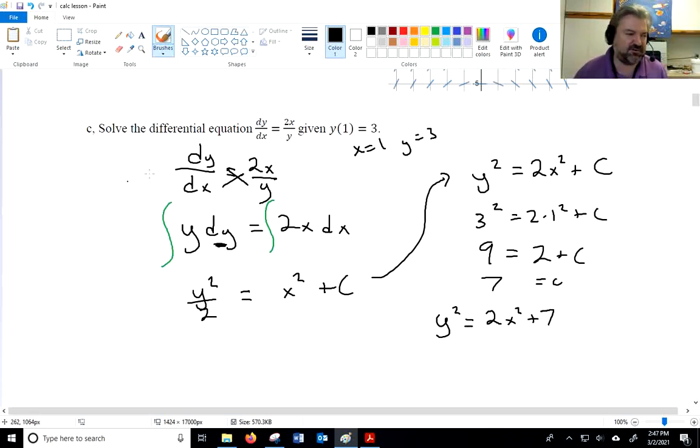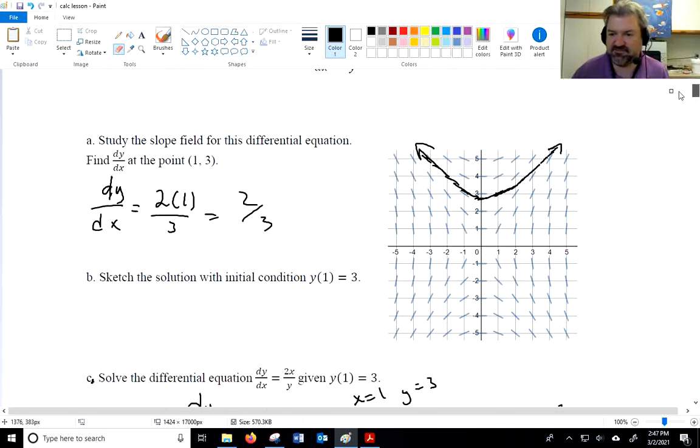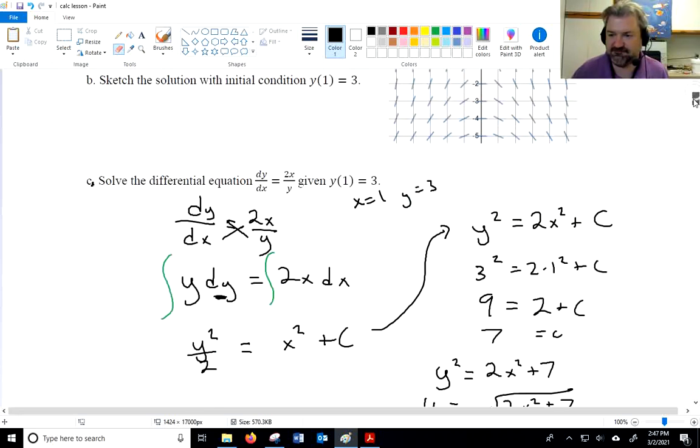Now, it doesn't say it very clearly in the instructions, but we're solving for a function that solves this. So we're actually going to take the square root of both sides. And that's where I have to choose plus or minus the square root of 2x squared plus 7. Which one should it be? Well, because I get a 3 when I plug in 1, I need to use the positive square root. So y equals the square root of 2x squared plus 7. That is my differential equation that results in that solution.